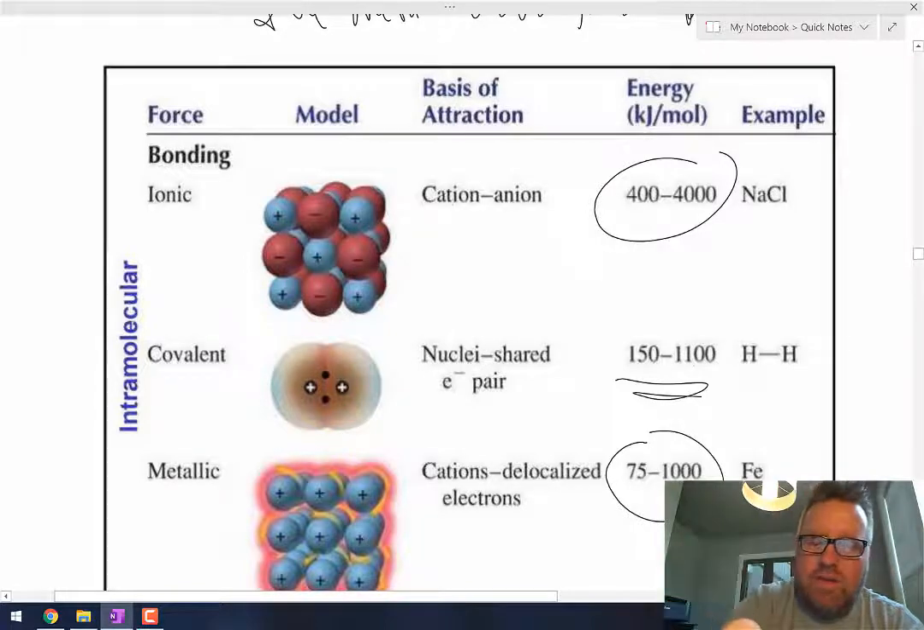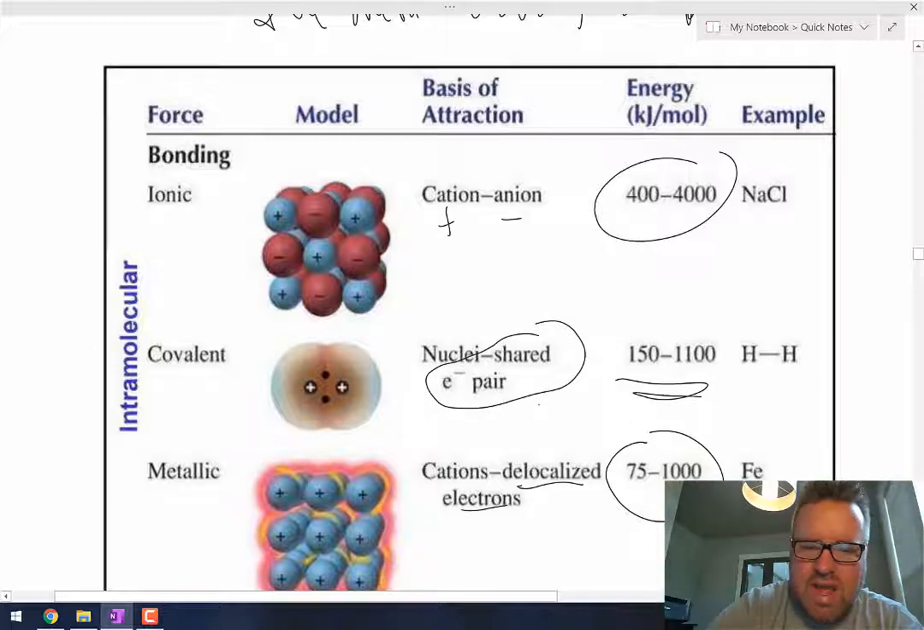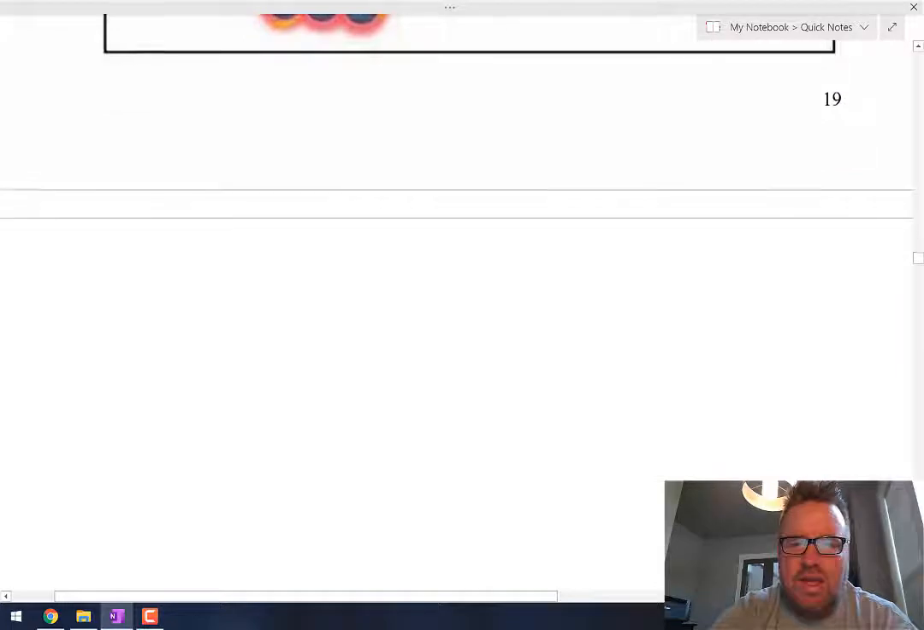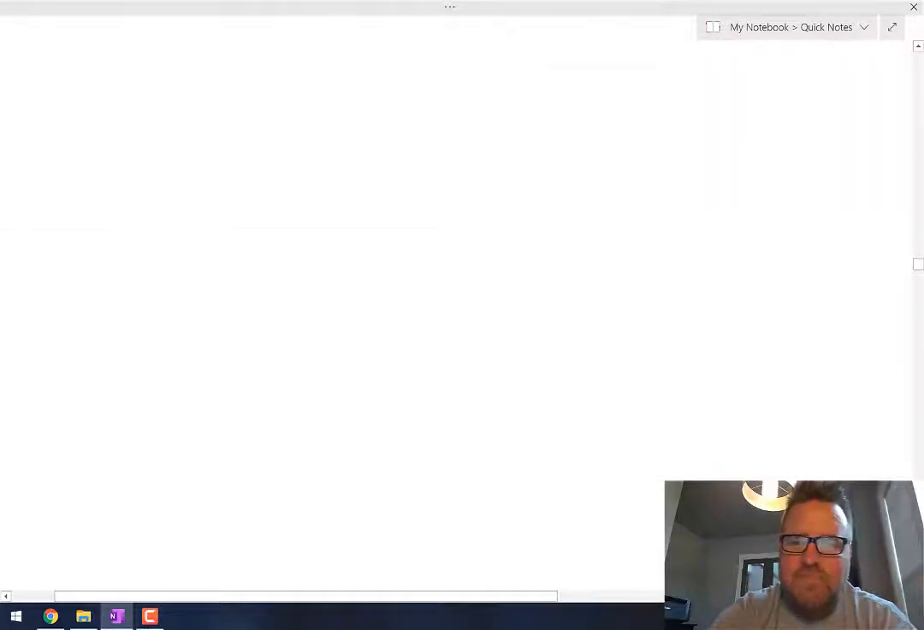Okay, you've got a positive charge, negative charge here. You've got your sharing electrons in covalent. You've got delocalized in metallic. Okay, lots of, again, kind of random little tidbits of information there to remember about that.